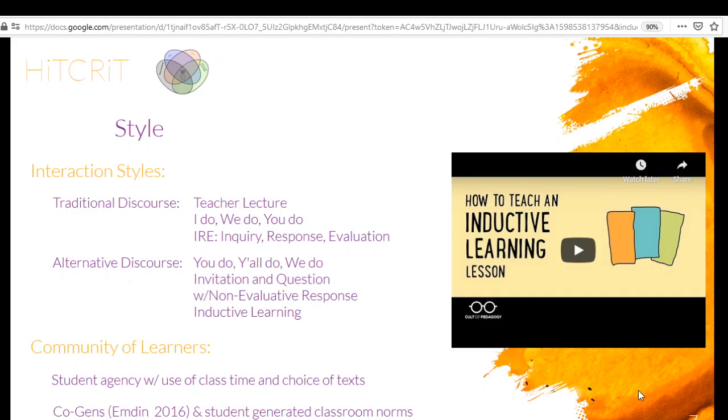You've tried it with a friend, and then we come together and we do it together as a group. Pardon my children, I know you can hear them. I tune them out. You'll learn to as well. There's invitation and question. There's non-evaluative response with inductive learning. And inductive learning, I think, is a really fascinating topic.